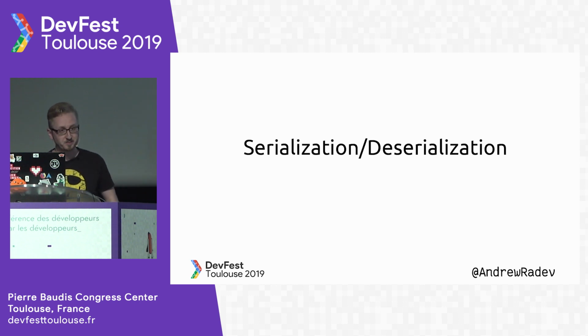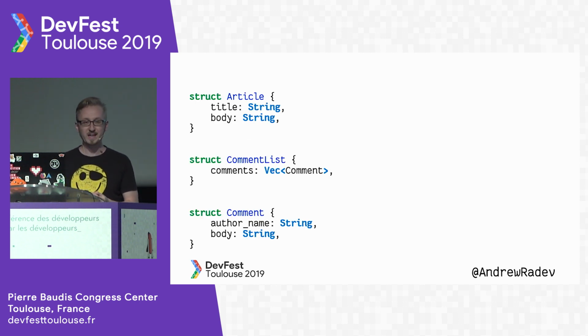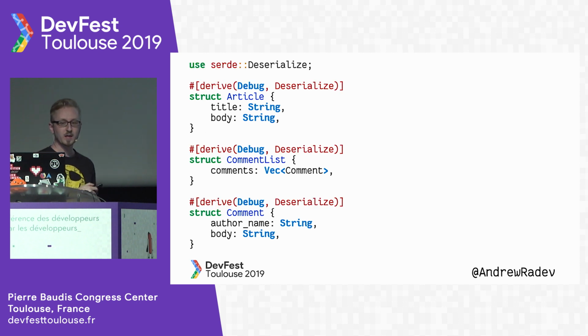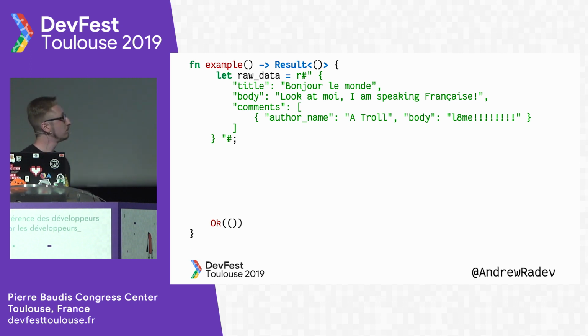Here's something more practical: serialization and deserialization. A package called serde in Rust. If you have these core types, article, comment list, and a comment with bits and pieces, you can put a little annotation here that says, all these three derive the trait Deserialize. This is a little bit of compiler magic, but basically it means that all of them implement a particular trait. And with that, we might have a bunch of text in a JSON format coming in from the wire, from some API or something.